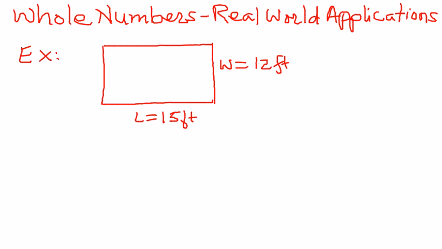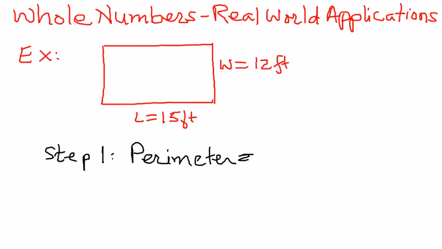Let's write down some steps. Step number one. The perimeter, let me write it down here. Let me erase this part of it here. And then perimeter means when we start from one point and walk along the outside border of this figure and then come back to the starting point, that is what the perimeter means.